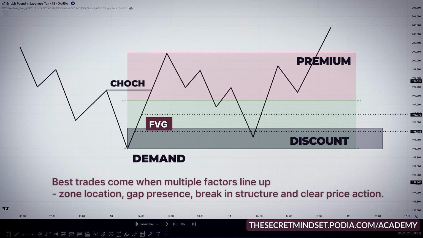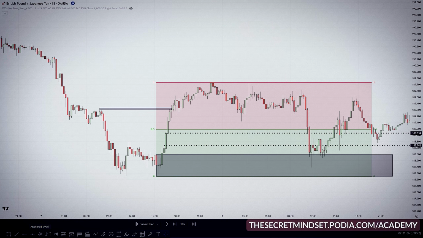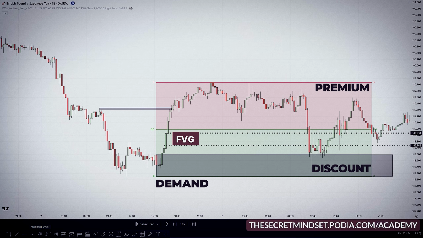Again, the best trades come when multiple factors line up. Zone location, gap presence, break in structure, and clear price action. Market makers use these areas to build positions. They accumulate in discount zones and distribute in premium zones. And finding gaps at these spots shows you where they plan to move price next. The strategy works because it follows market maker goals. They need to find fair value for positions. Premium and discount zones mark places where they take action.